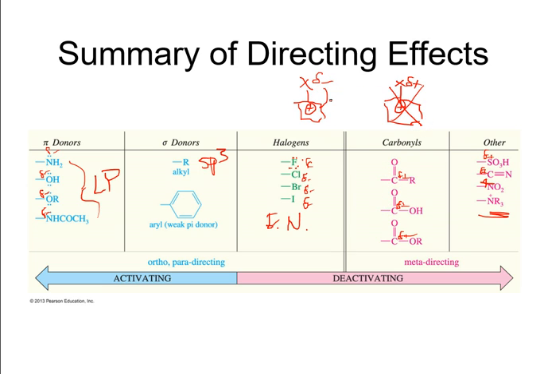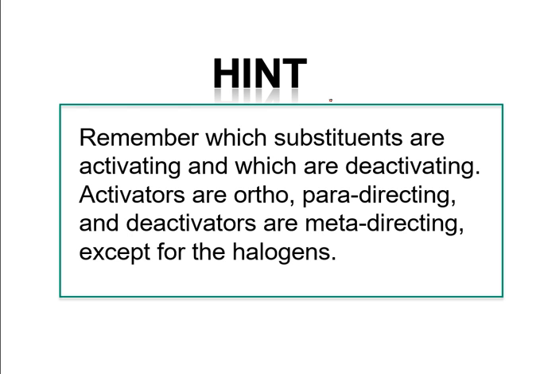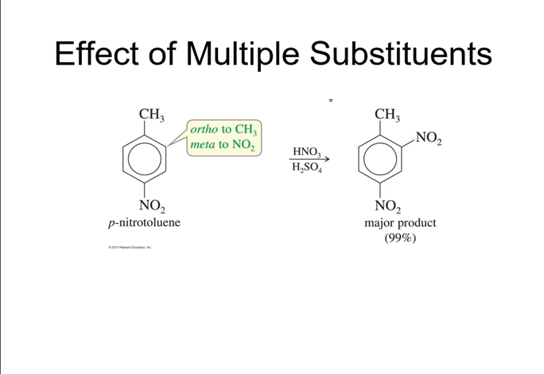So there you go. That's a pretty good summary of how you can determine if it's an ortho-para director or a meta-director. Remember which substituents are activating and which are deactivating. Activators are ortho-para directors with the exception of halogens, and deactivators are meta-directing except for halogens. So I just said that.